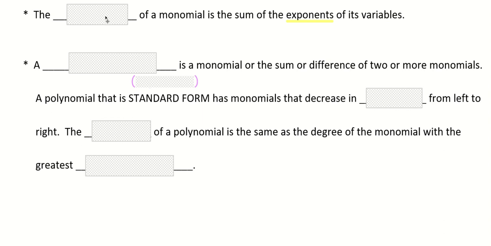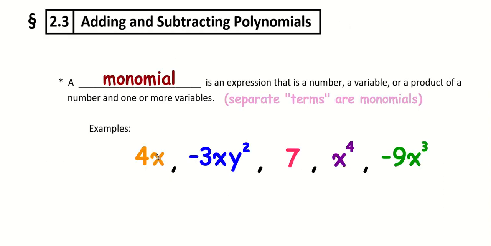Now some more vocabulary. The degree of a monomial is the sum of the exponents. So the degree of something refers to the power of it, the exponent of it. But the degree of a single monomial is the sum of all the powers of all the variables. So here, the degree of this monomial would just be 1, because there's an invisible 1 right here. The degree of this monomial, well, this has a power of 1, and this has a power of 2. So the total degree would be 3.